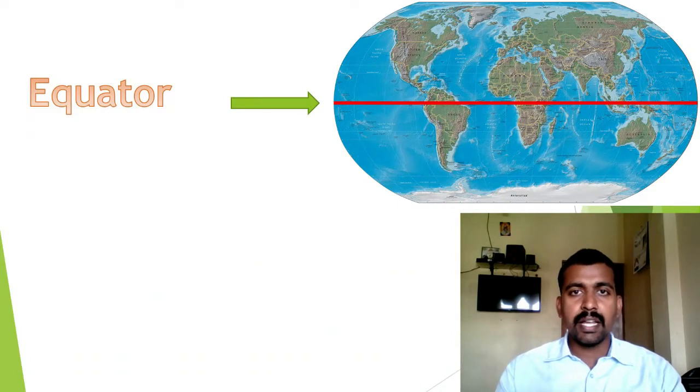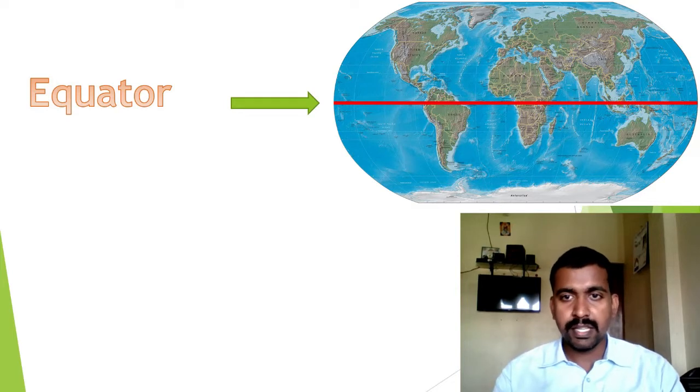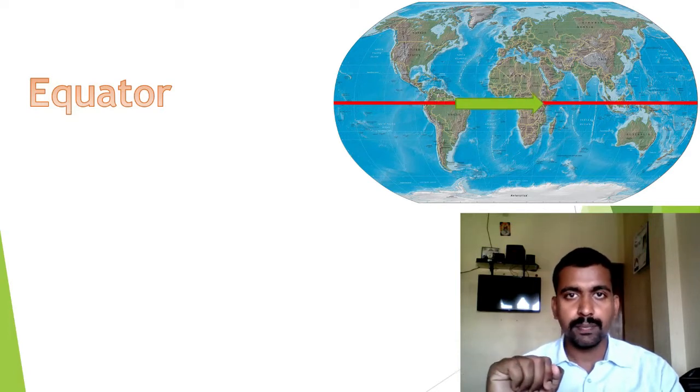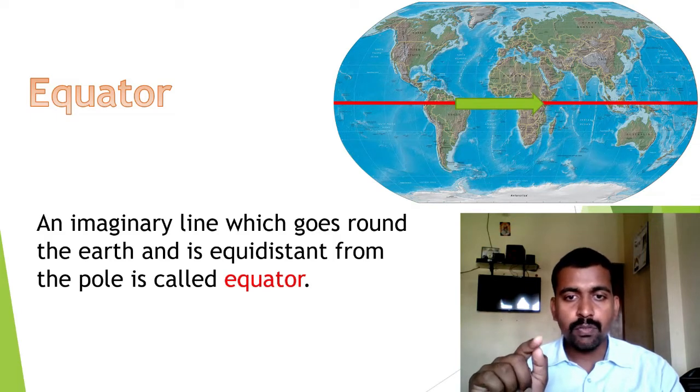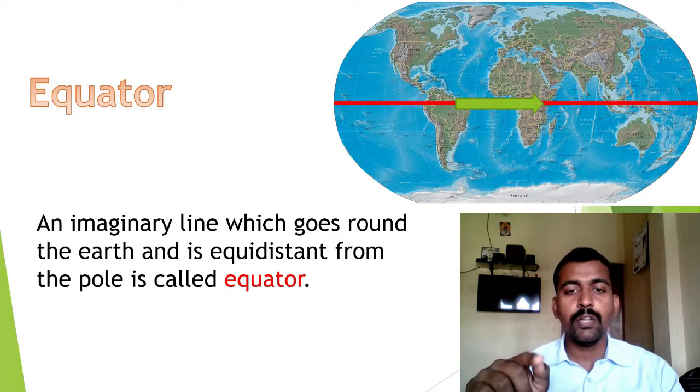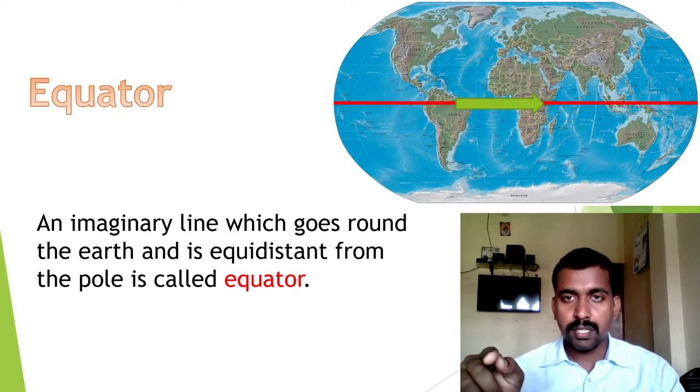This equator line goes around the earth through the middle of the earth. As you can see here, the red line, that is the equator. So let us learn what is an equator. An imaginary line which goes round the earth and is equidistant from the poles is called the equator. What does it mean? This equator line is equal distance, or equidistant, from North Pole to South Pole.